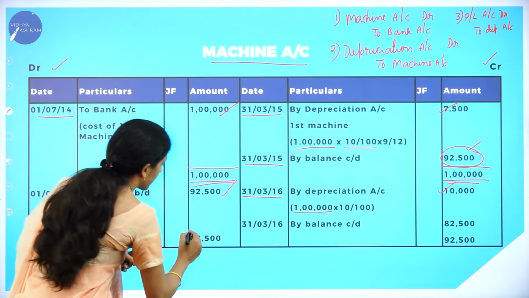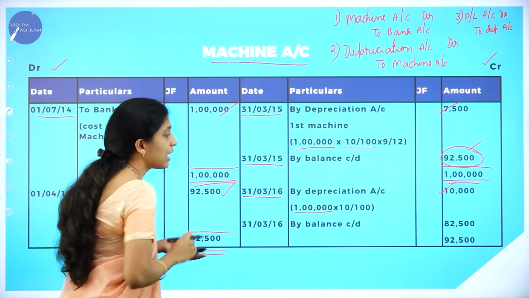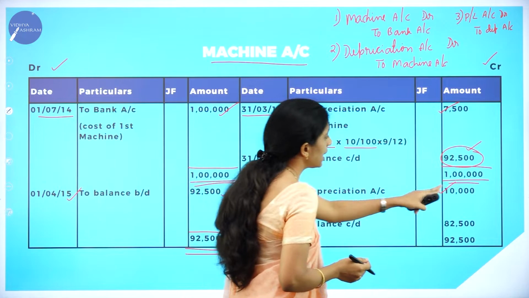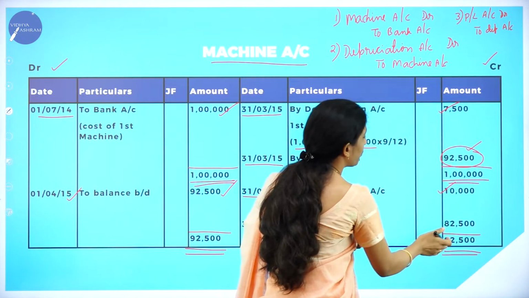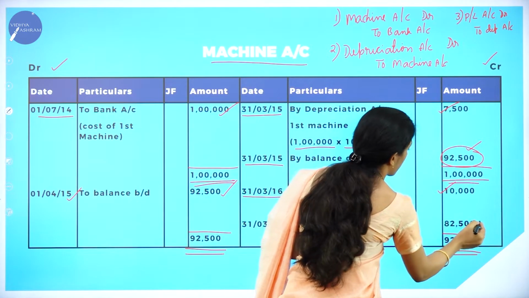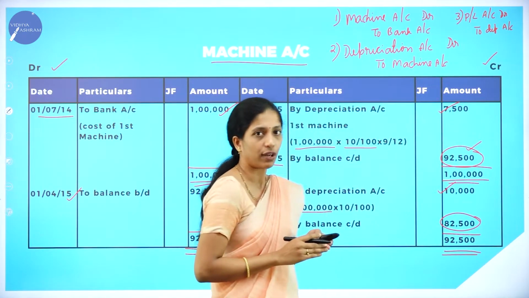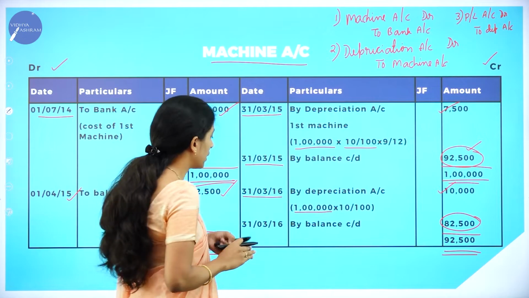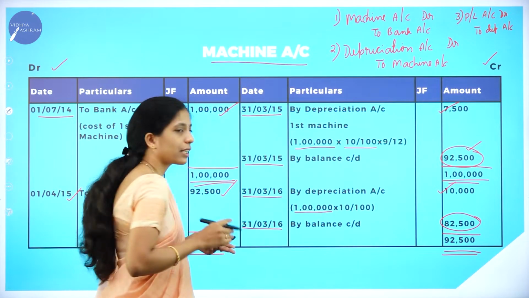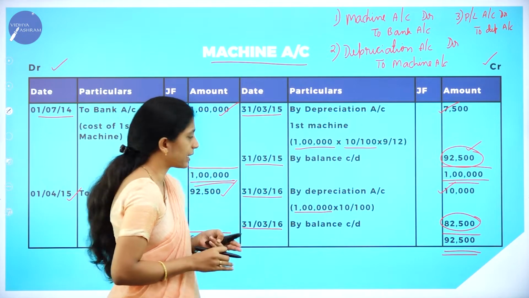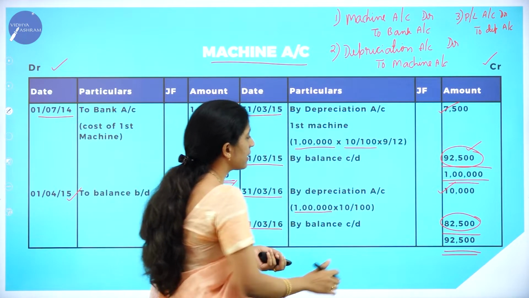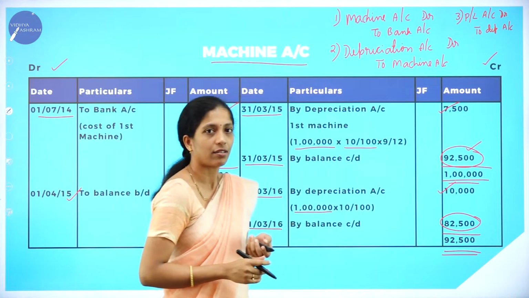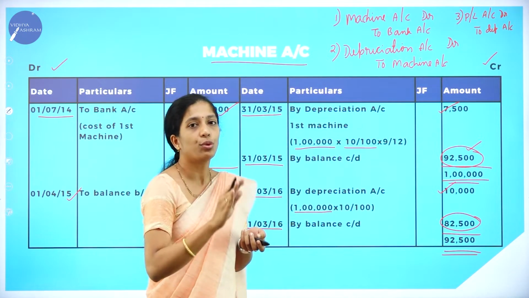Now in the debit side it is 92,500, whereas in the credit side it is only 10,000. So 92,500 is greater, write both the sides, minus 10,000, you will get 82,500. Hope you are clear with this. Now this amount you have to carry down at the end of that particular year, that is 31st March 2016, by balance carried down 82,500. Hope you are clear with these 2 years.